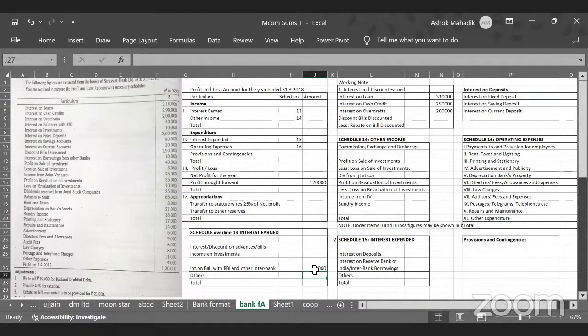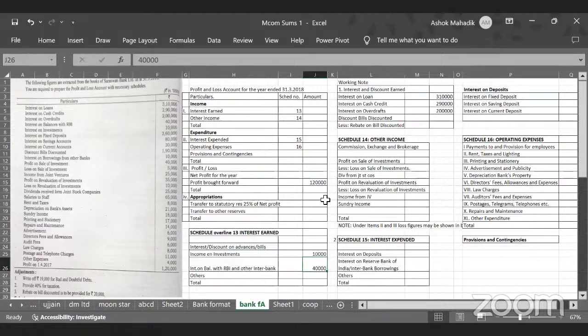Okay. Next item, interest on investments. A separate head is there above RBI. Okay, what is the amount? 10,000. Okay. Next, then interest on fixed deposits.